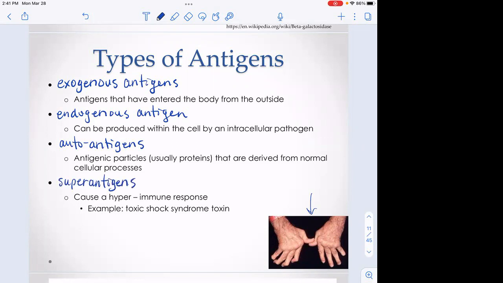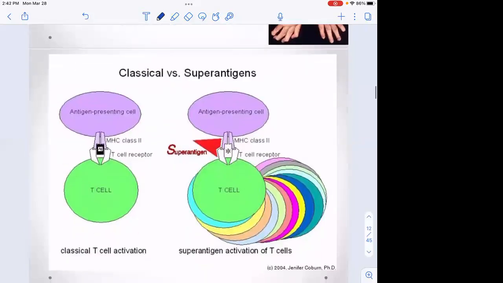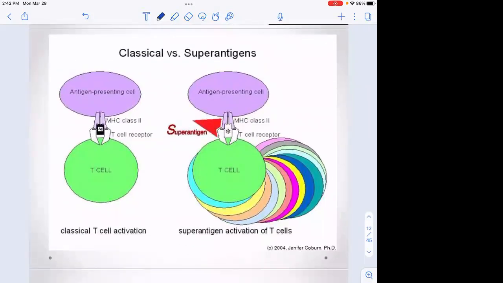And then one that your book doesn't talk about, but I want to mention here because we're going to mention a couple infections later on: superantigens. These are antigens made by pathogens that cause a totally inappropriate, over-the-top immune response. If you've ever heard of toxic shock syndrome toxin, that's actually a superantigen. It can cause a patient to have such uncontrolled inflammation that they go into shock. And this is not from your book, and this gets ahead of ourselves just a little bit, but I think it's a good preamble to what we'll be talking about later.